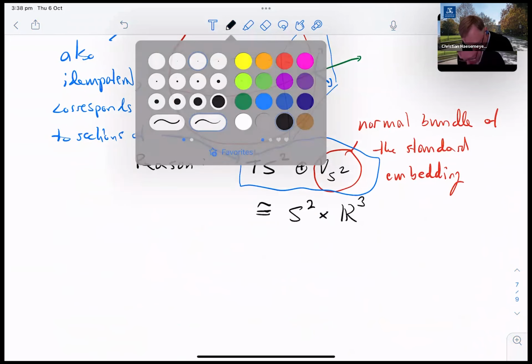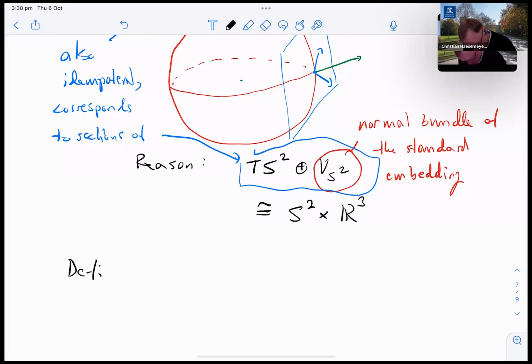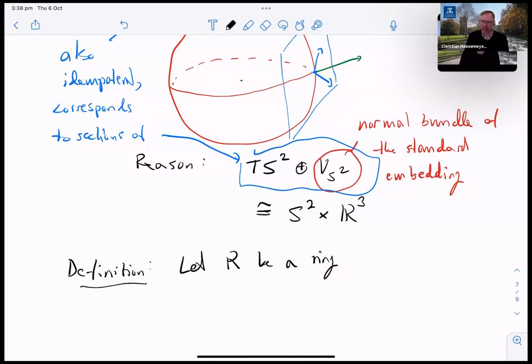And now I will give you a definition. Let R be a ring. So a ring could be something like the real or complex numbers, but it could also be continuous real or complex valued functions on some space. Or it could be your favorite non-commutative ring, like a matrix algebra or group ring, something like this. Or it could be the kind of commutative ring that appears in algebraic geometry, and that's what it's going to be in the second part of my talk. So let R be a ring.